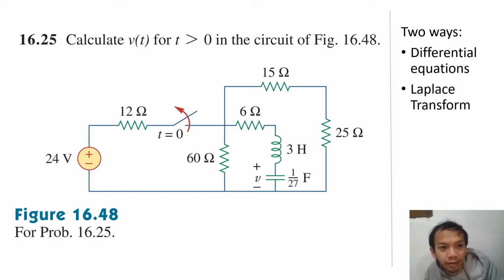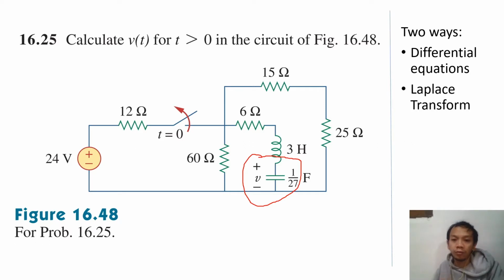And the question is: calculate V(t) for t more than 0 in the circuit, where V is the voltage across this capacitor. So we are asked to find V, and there are two ways to solve this problem. The first one is by using a differential equation in the time domain, and the second one is by using Laplace transform. In the Laplace transform solution, we need to transform the circuit into the S domain and then use analysis on that one.